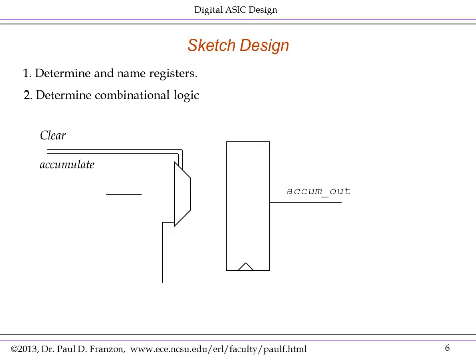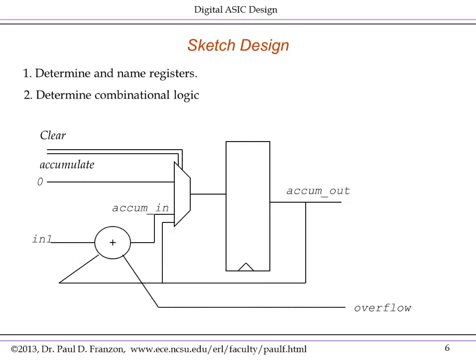What are the alternatives that are going to go in? Well, these are those alternatives. Remember, if clear is high, we want to clear it, so 0 is one of them. If accumulate is high, we want to add in to accum out. I'm going to call that accum in because I need to name it for reasons you'll see in a moment. And if both of these are low, I just want to preserve accum out and cycle that back through the register.